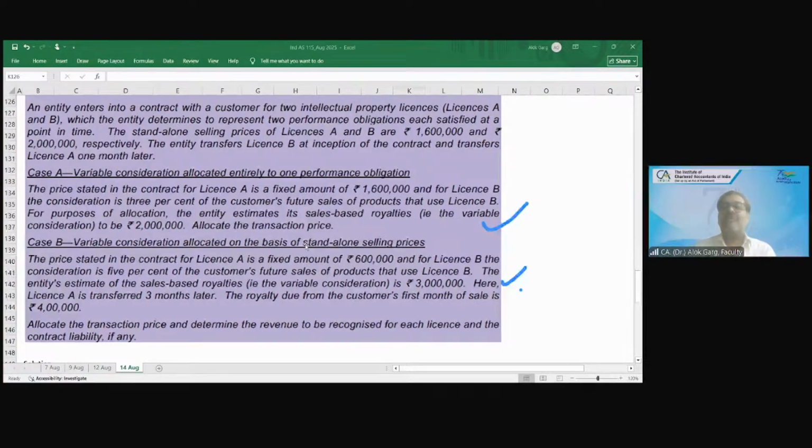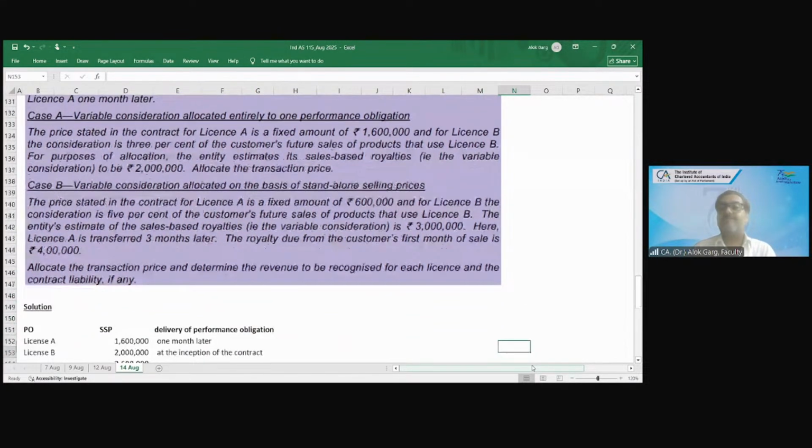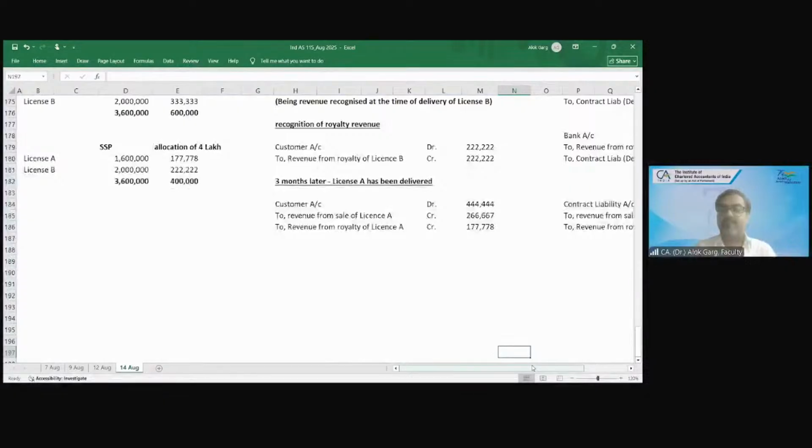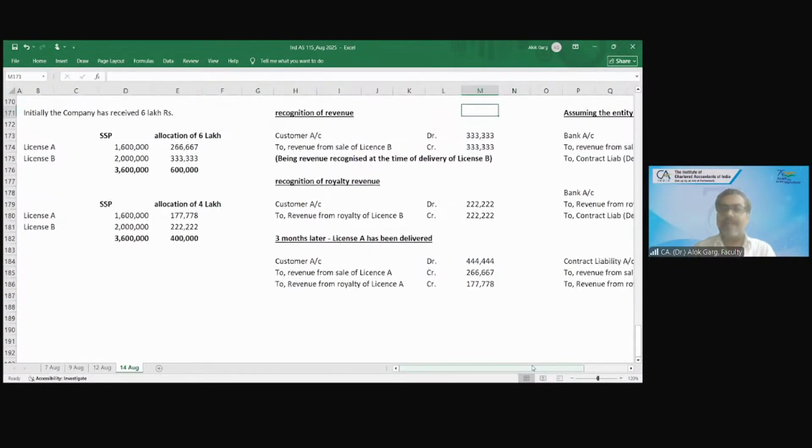Yes, sir. So this is how the 6 lakh rupees, 4 lakh rupees and 4 lakh rupees have been allocated. Now it's very much clear, sir. The 6 lakh rupees is a fixed amount which is received. We are allocating based on the SSP. And 30,000 is a variable consideration which we are going to receive. However, we received only 4 lakhs now. So the 4 lakhs we are allocating based on the SSP.